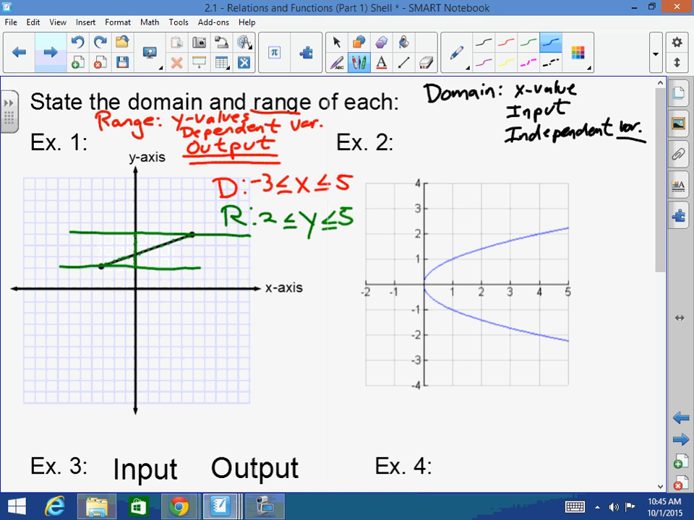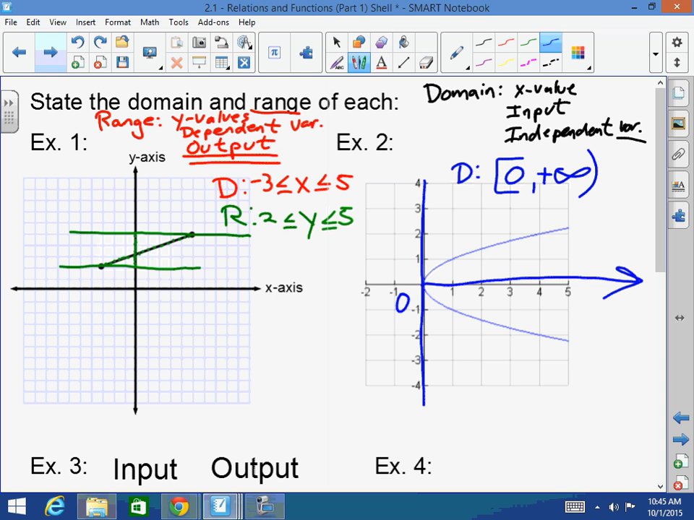Let's find the domain for this bad boy here. The domain here, what is the furthest point to the left that you have here? That's right. 0. But doesn't it continue going this way forever and ever and ever? So what would my domain be? Not positive infinity, but from 0 to positive infinity. Yes.